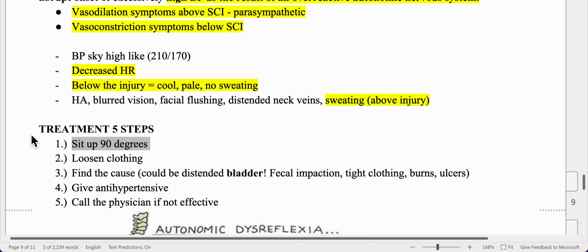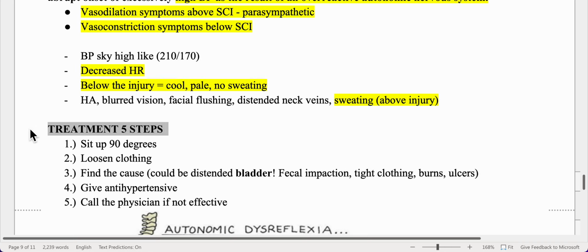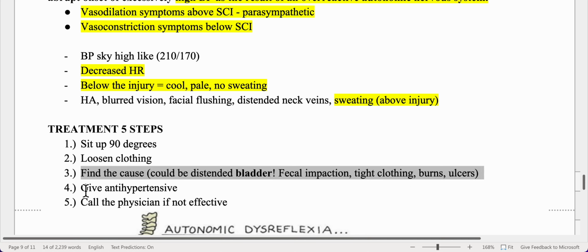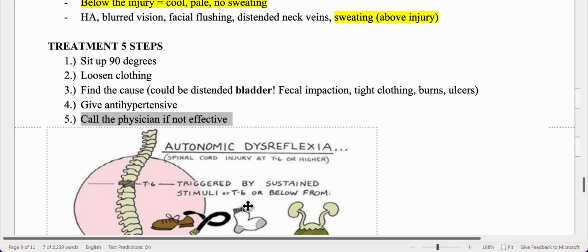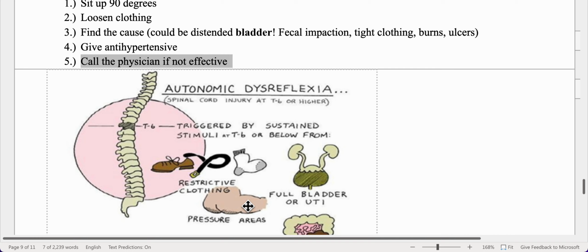Jarring. Sit up 90 degrees. Loosen clothing. Find the cause, could be a distended bladder, fecal impaction, tight clothing, burns, ulcers. Give antihypertensive. Call the physician if not effective.